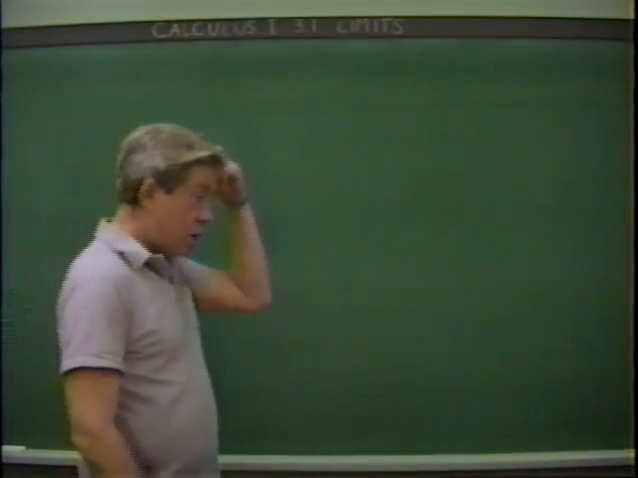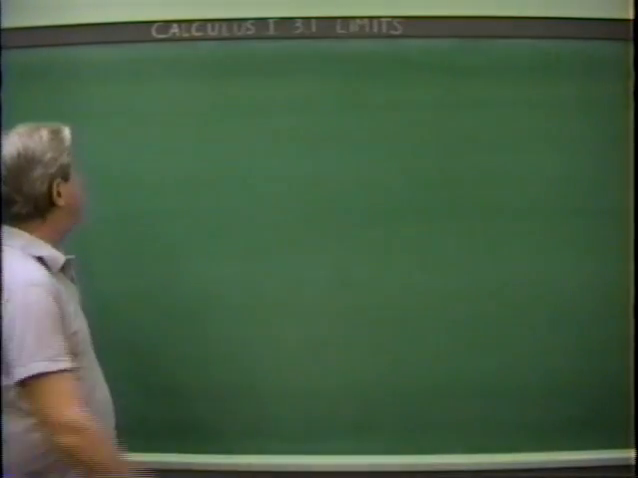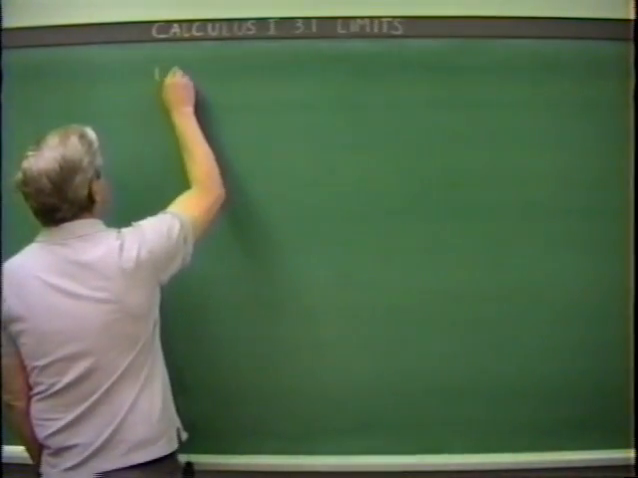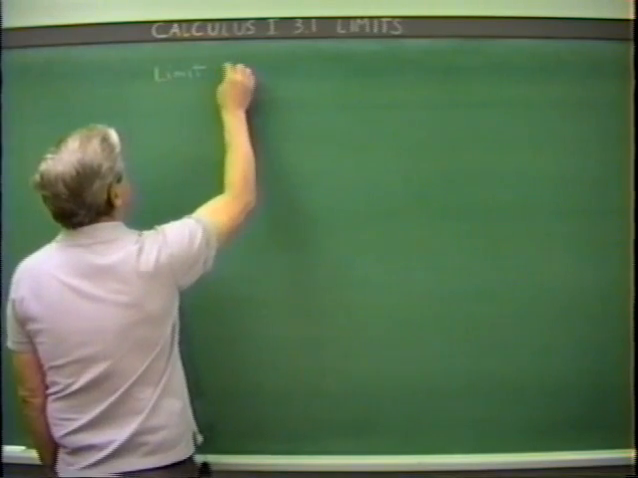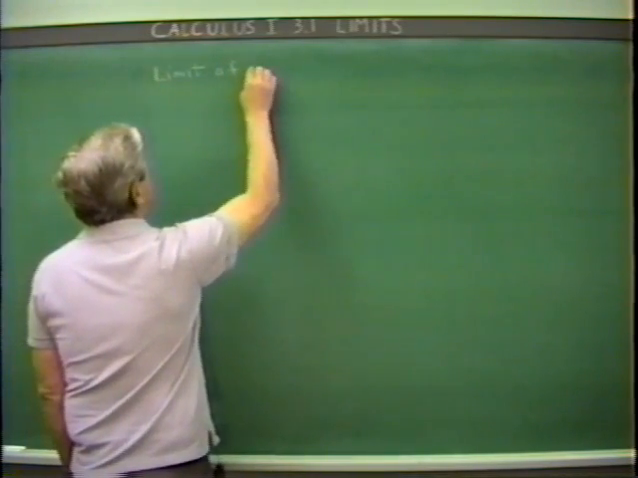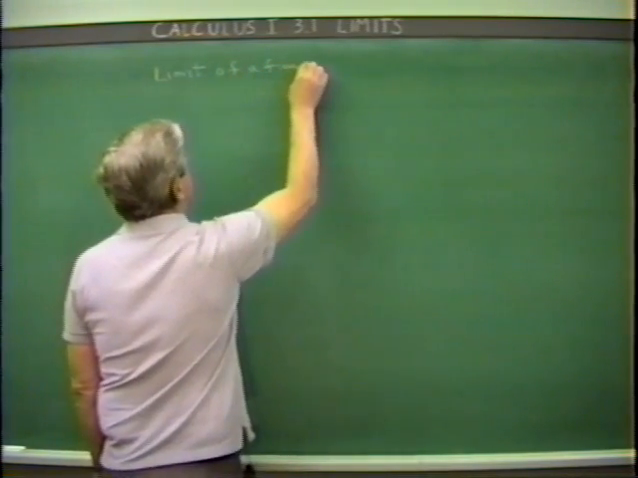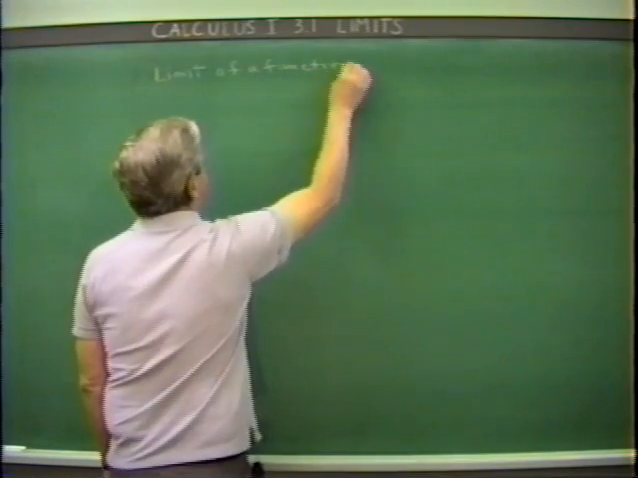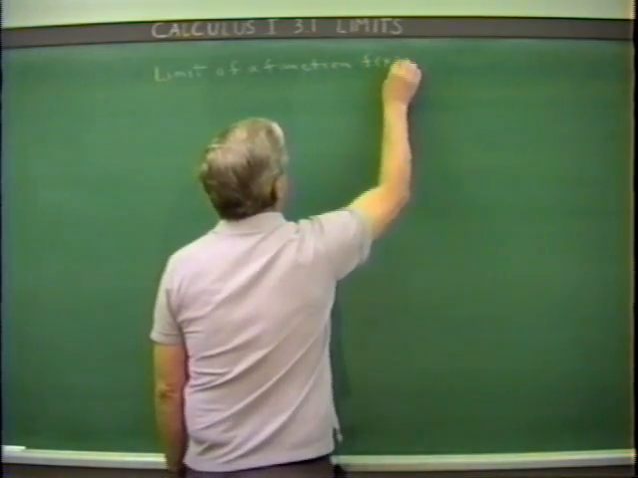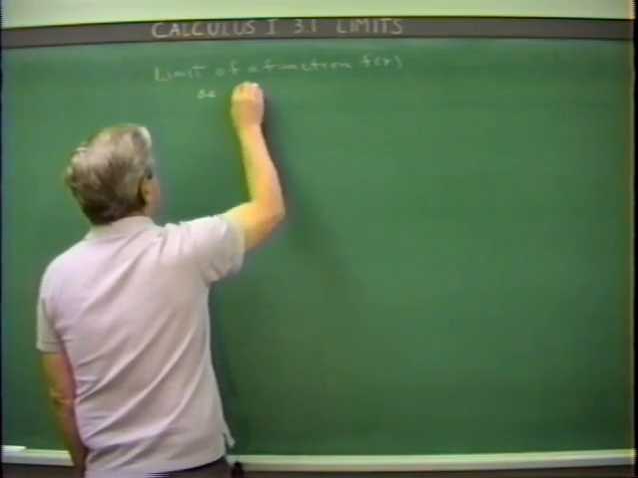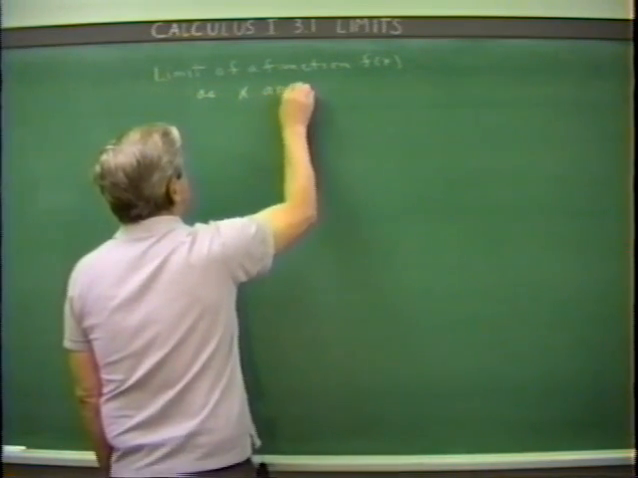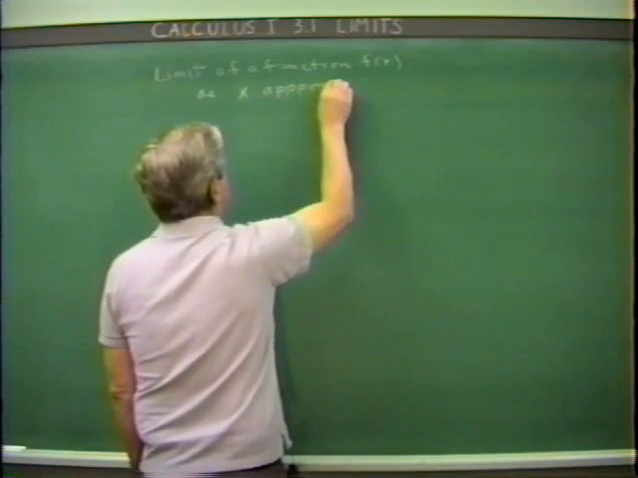We're going to be concerned with the idea of limit. As x approaches A, the function will be approaching a number L. And the idea behind this is that as x gets close to a particular point, the function is to get close.